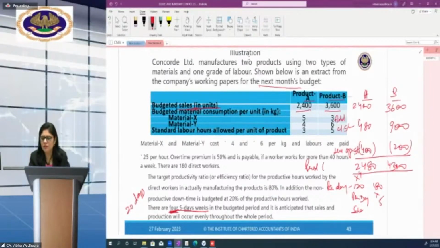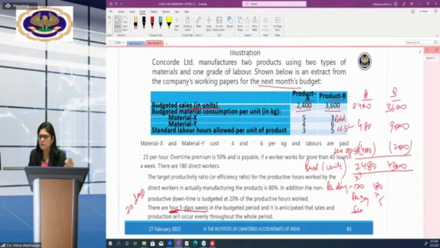Production in units: for product A and product B, you should note down 2,480 units for product A and 4,300 units for product B. These are the current production we need to do. We require 2,400 sale units, but we also have to maintain 480 closing stock, and we already have 400 opening stock. So 2,480 is the production.